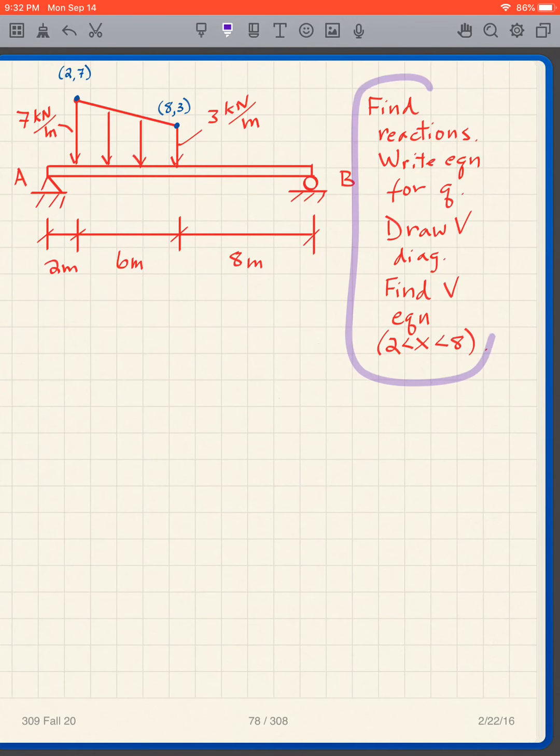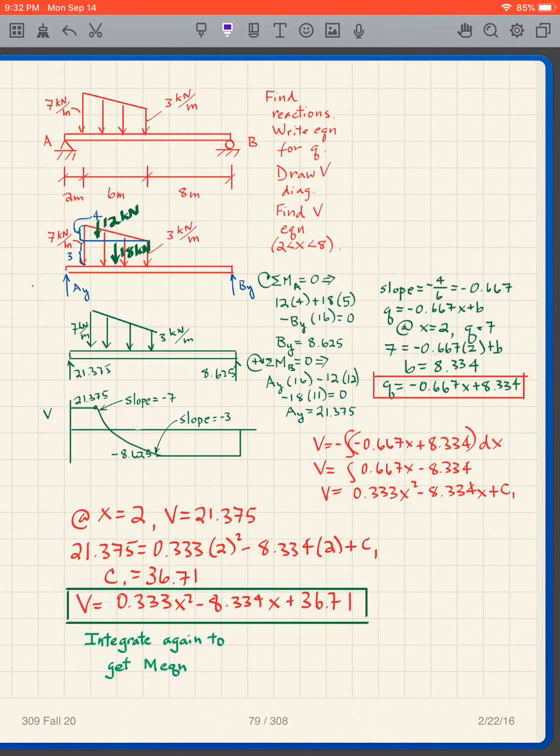Find the reactions, write the equation for q, draw the shear diagram, find the shear equation. I guess I'm not asking for bending moment, but we'll see. So in this particular case, I've given you the points. You can start by writing the equation of that line. So pause the video and do that. Okay, I assume you've done that. And so what do we get here?